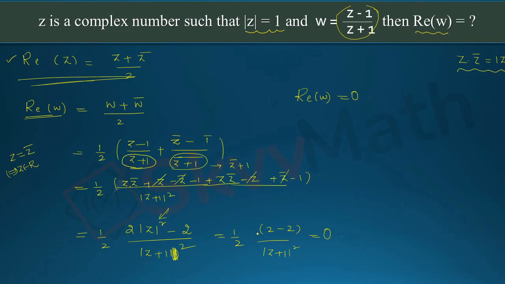So this is the first method using the simple formula, real part of z is (z + z bar)/2, and we utilize this formula also, z into z bar equals mod z whole square. So try to remember these two formulas, which are very important in complex numbers. Many problems we solve using z into z bar is equal to mod z whole square.